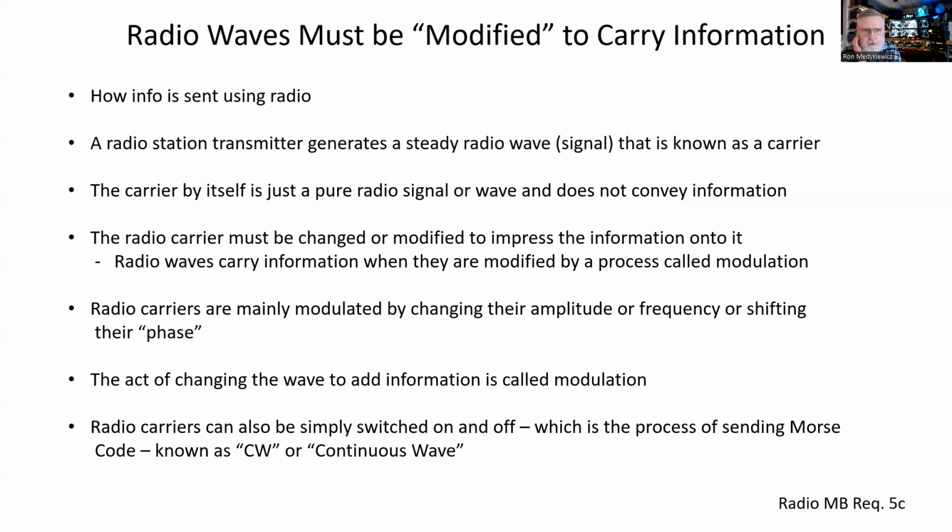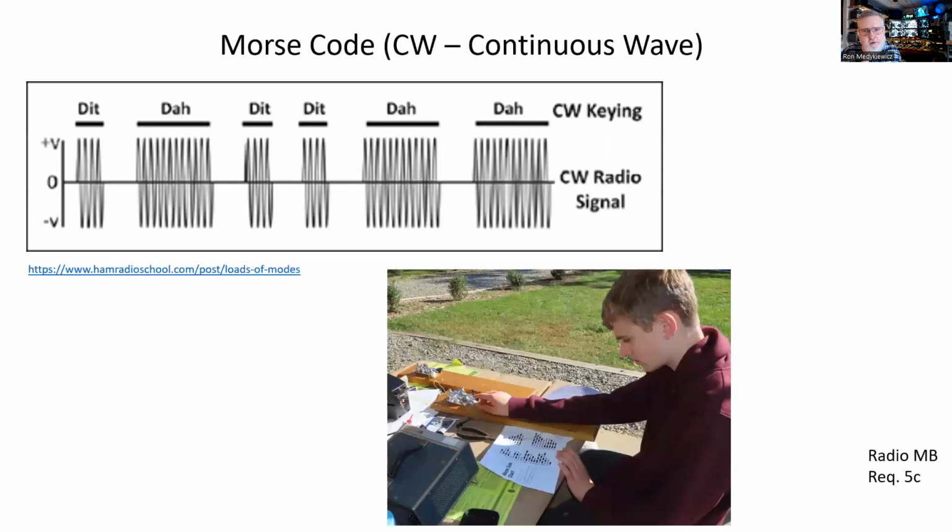So the first way we mentioned was turning the carrier on and off by using a particular internationally accepted set of codes. This is called the Morse code, and this is what it sounds like.